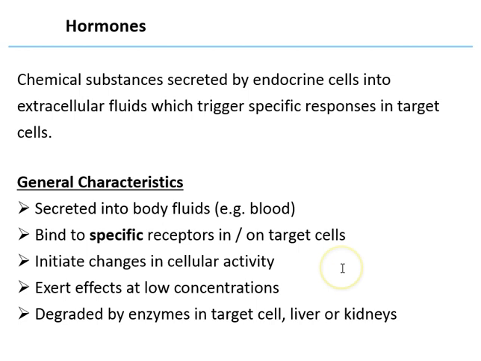Hormones typically are very potent. They initiate change at low concentrations. They're then rapidly degraded by enzymes in the target cell, liver or kidneys, which is important because you don't want the signal persisting beyond when it's actually needed. Once it's initiated the change that's needed, we can shut it down again.